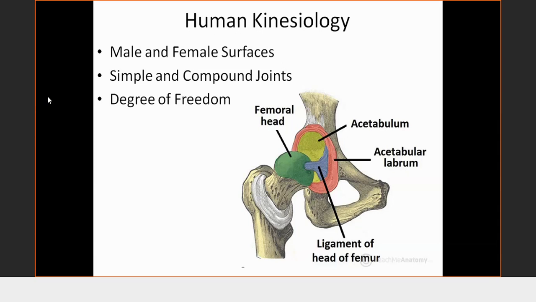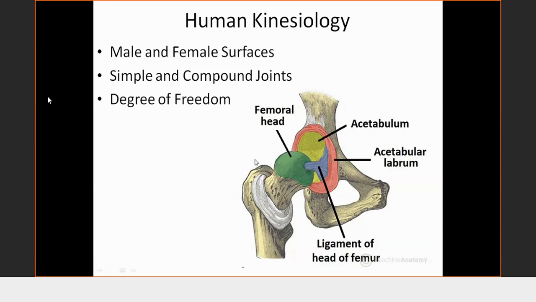Okay, and then you are having basically the simple joint and the compound joint. We know that articulation of bones is a joint. The minimum articulation will be between two bones and that joint is known as the simple joint. And when more than two bones are articulated, then that joint is known as the compound joint.